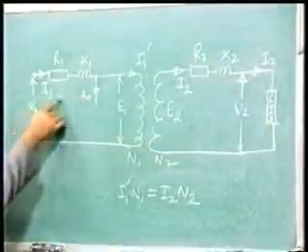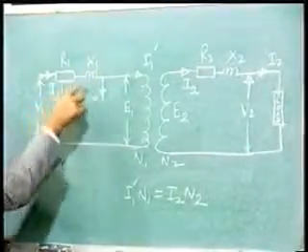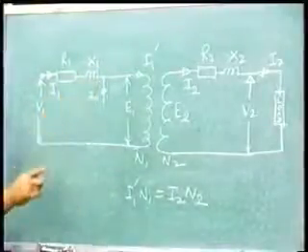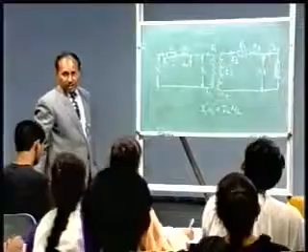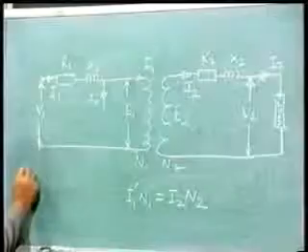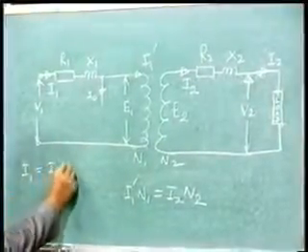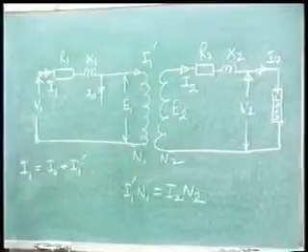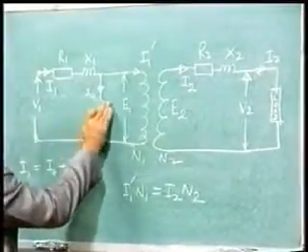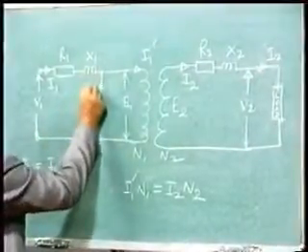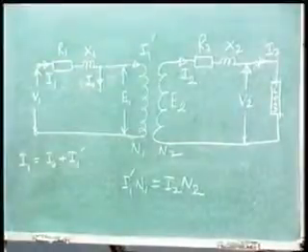You see, on this point you apply: ingoing current is equal to outgoing current. So I1 is equal to I0 plus I1 dash. Is it clear? I1 incoming is equal to outgoing, I0 plus I1 dash. This satisfies. Now this I0 has two components, IC and IM.